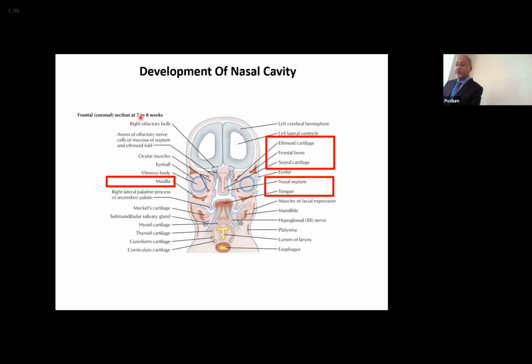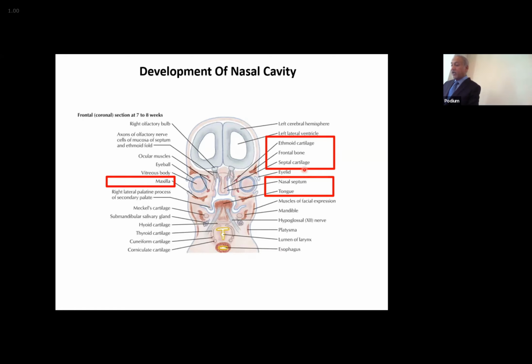If you look at between week 7 and 8, we have the nasal septum which is growing down, and this is where the tongue is. So this cavity is in communication, the oral cavity and the two nasal cavities are in communication with each other. On either side we have the developing maxilla, and you see that the two maxillae, right and left, will join together with this septum. So we will have these right and left nasal cavities separated out from each other.